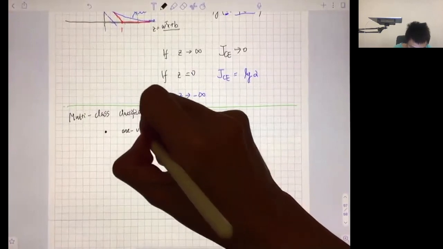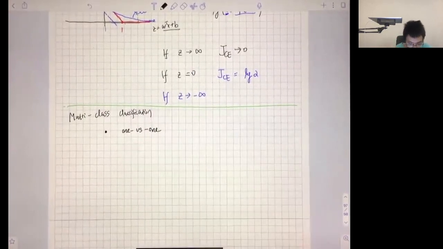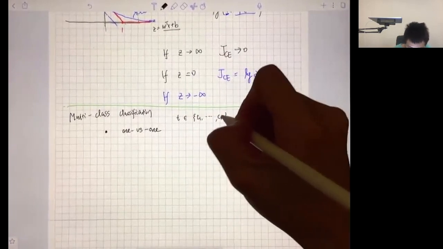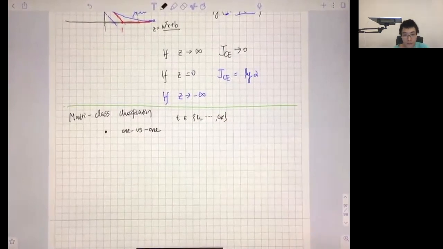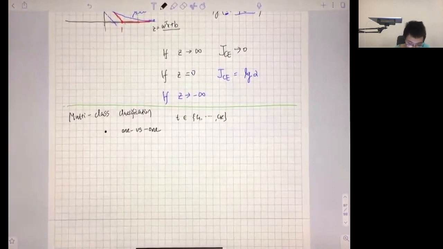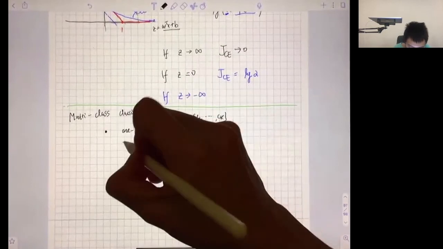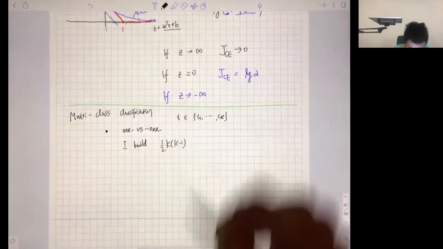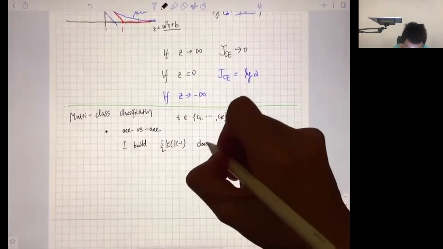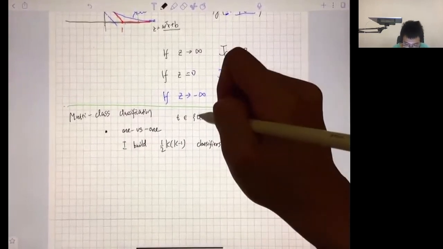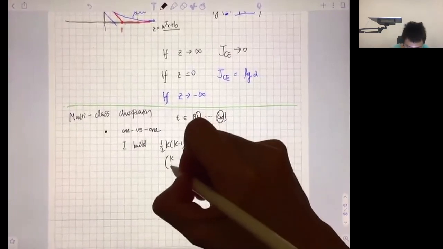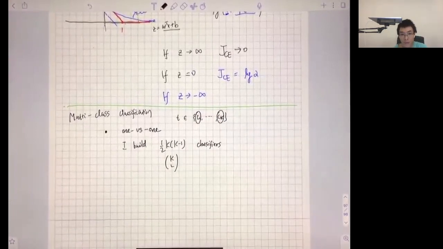1 versus 1. So let's assume the target is from C1 up to CK, okay? You have K categories for capital K, and it's mutually exclusive. You can only be one of the categories and you must be one, okay? So the 1 versus 1 idea is I build K times K minus 1, okay, half of them, classifiers. So I choose all the pairs of 2 classifiers. So this is K choose 2, right? Classifiers, and I will do a voting, okay?